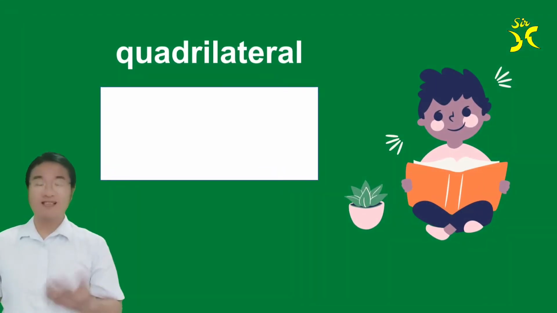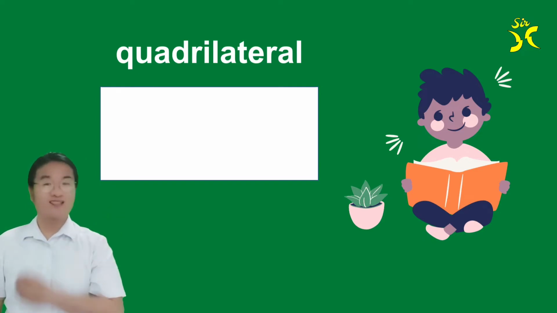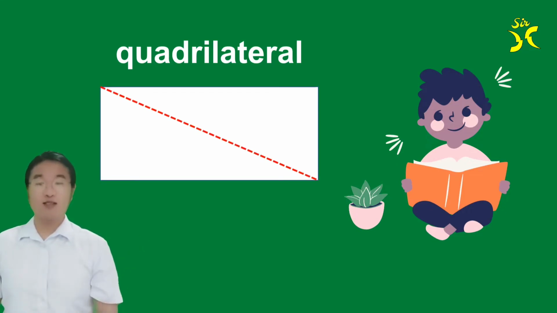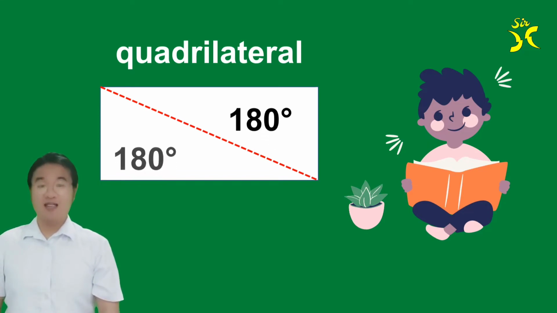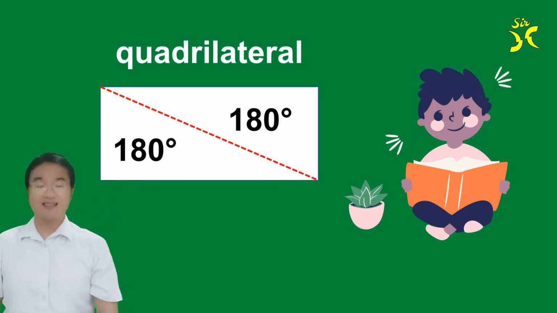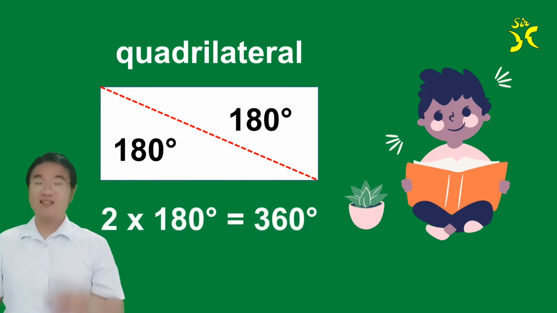Similarly, we may find the sum of the measures of the interior angles of any polygon by dividing the polygon into triangles. To do so, we need to use diagonals, but make sure that the diagonals do not intersect each other. In this case, we only have one diagonal. Since a triangle has a total interior angle of 180 degrees, then we multiply 2 by 180 degrees. Therefore, the total interior angle of a quadrilateral is 360 degrees.